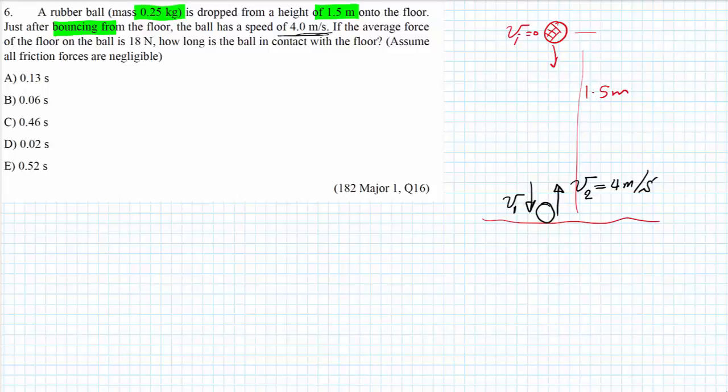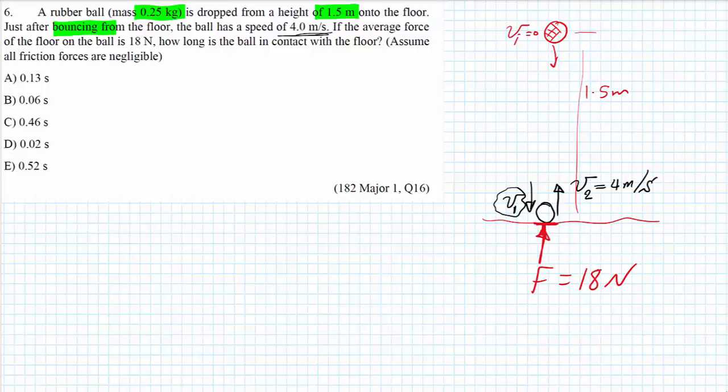If the average force coming from the floor is 18 Newton, how long is the ball in contact with the floor? Find the time of the collision here between the ball and the floor. Assume all friction forces are negligible, we will neglect the friction forces. We need to find first the speed v1.